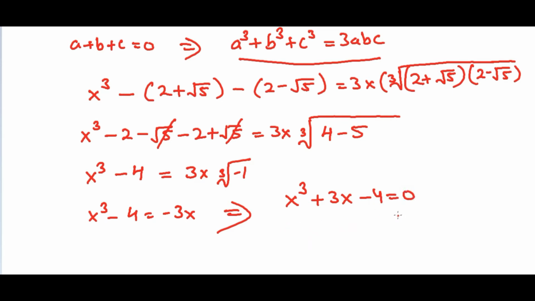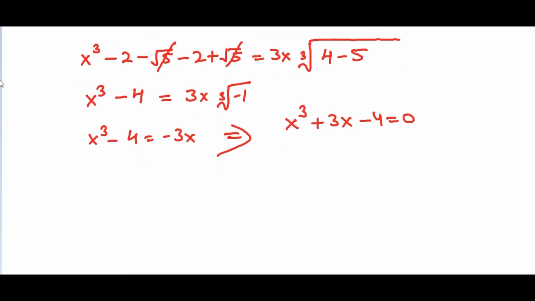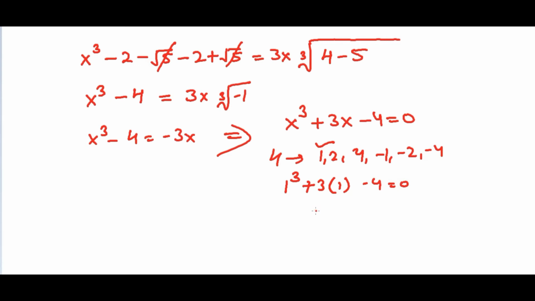How to solve a cubic equation? By assuming some value of x. As we know, there are factors: negative 4 has factors 1, 2, 4, negative 1, negative 2 and negative 4. One of them will satisfy this, and surely 1 is satisfied: 1 cube plus 3 times 1 minus 4 is equal to 0. And yes, you can see that this is equal to 0. So x equal to 1 is a root of the equation.